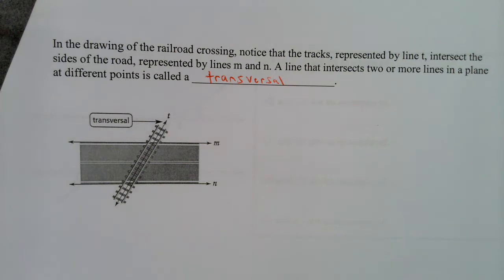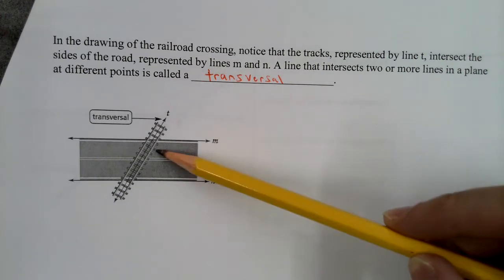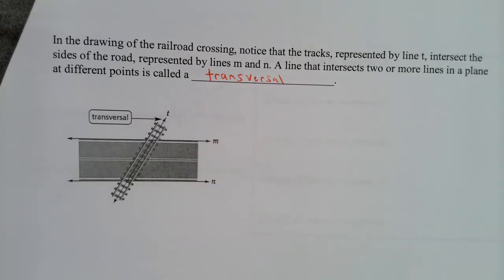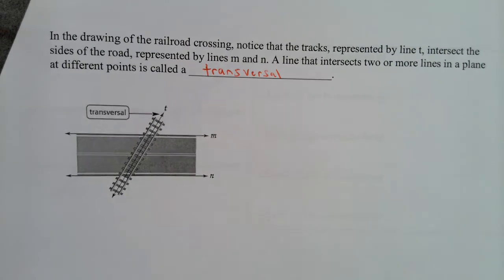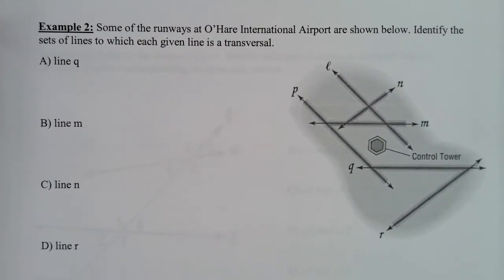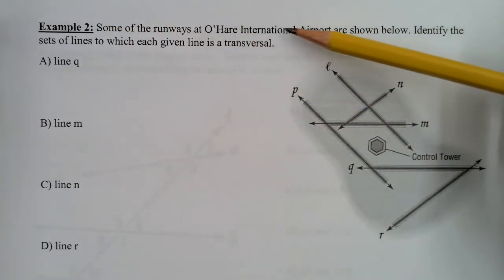Transversal. Okay, so in this diagram right here, the railroad, that's called a transversal because it's intersecting two or more lines. Okay, example 2. We're going to be talking about transversals. So we have an airport right here. Okay, identify the sets of lines to which each given line is a transversal.